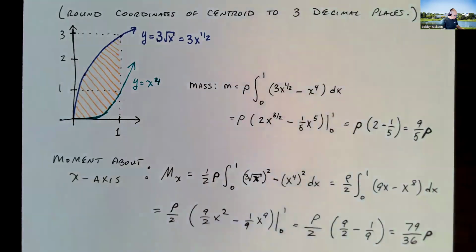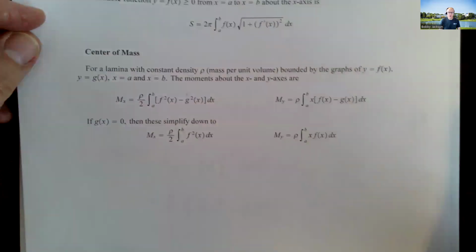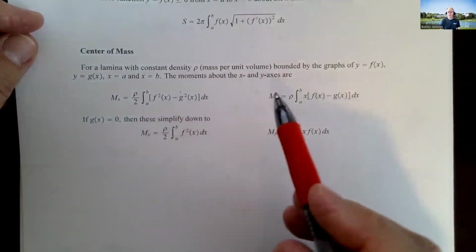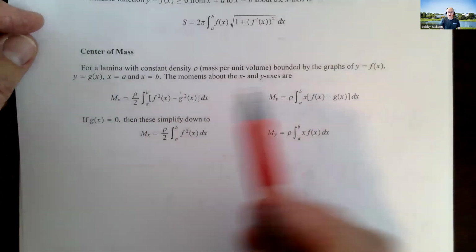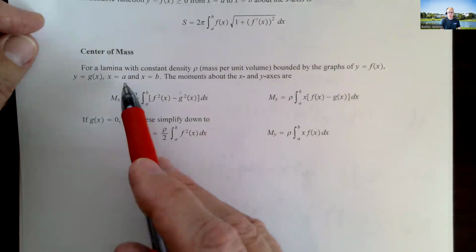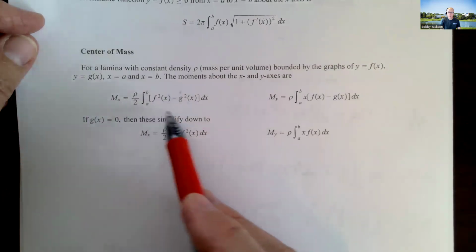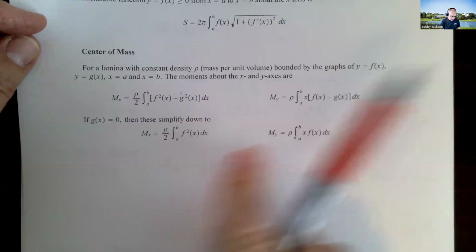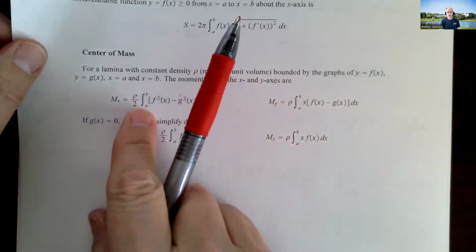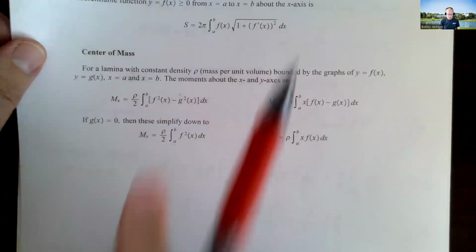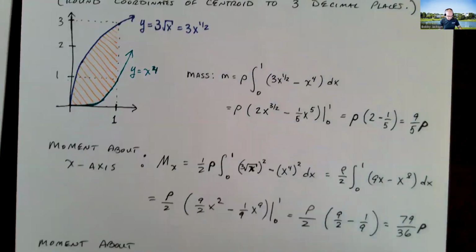Now, the moments about the x and y axis, here's the help sheet that I'll probably give you on the test. So for a lamina with constant density, bounded by the graphs of y equals f of x and y equals g of x, so f of x is on top, g of x on the bottom, between x equals a and x equals b, here's the moment about the x-axis, and here's the moment about the y-axis. So it's just half of rho integrating the top function squared minus the bottom function squared. So I did that here.